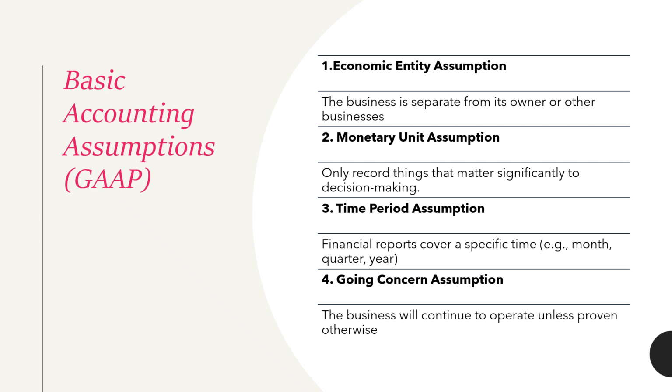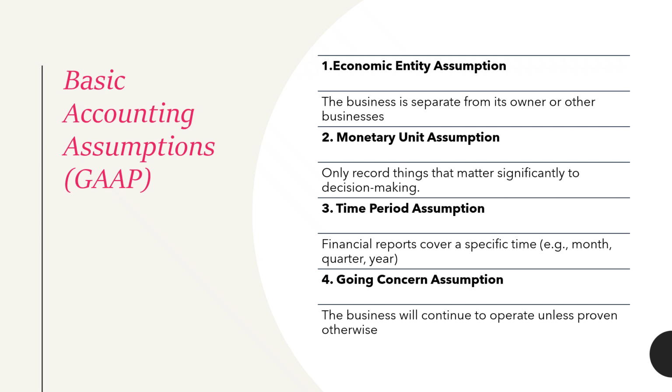It says that business is separate from its owner or other businesses. For example, if the owner buys a personal car, it is not recorded in the company's books because it is something different from the business. The second one is monetary unit assumption that says that only transactions in money should be recorded. A happy customer review might be valuable for the company, but it should not be recorded in the accounting unless it results in some sales.